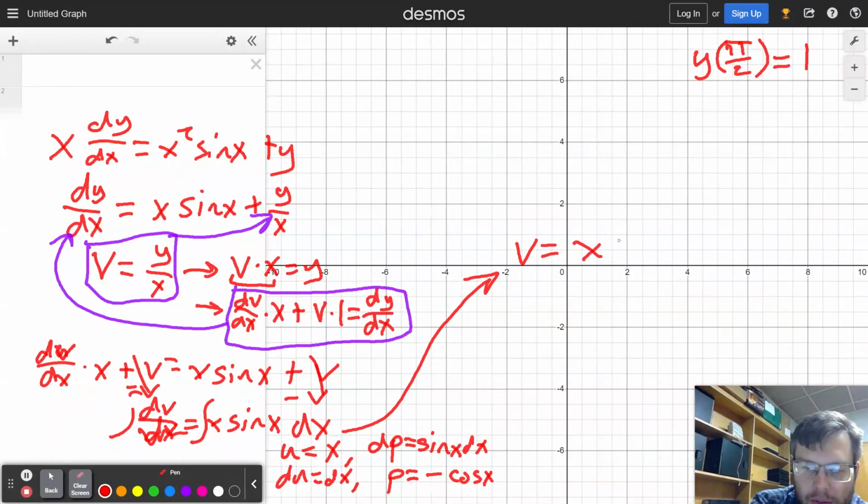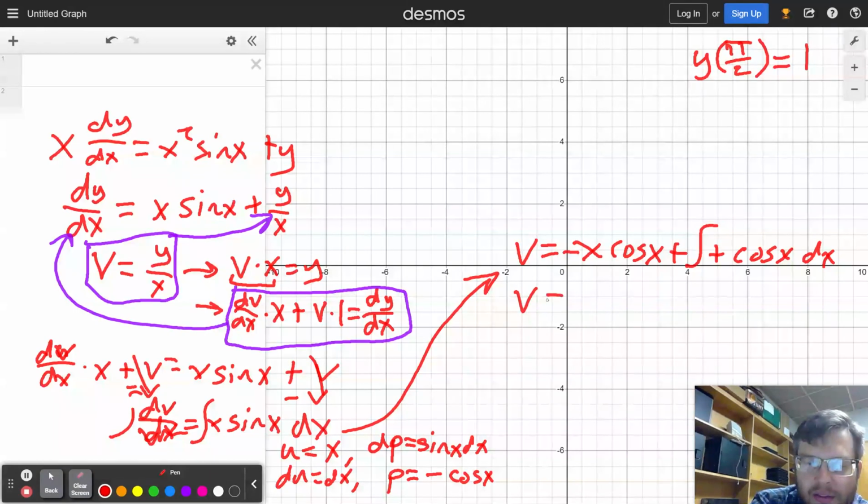So up, I'm going to put the negative in front, minus the integral of p du. Double negative, antiderivative of cosine is sine. v equals x cosine x plus sine of x.